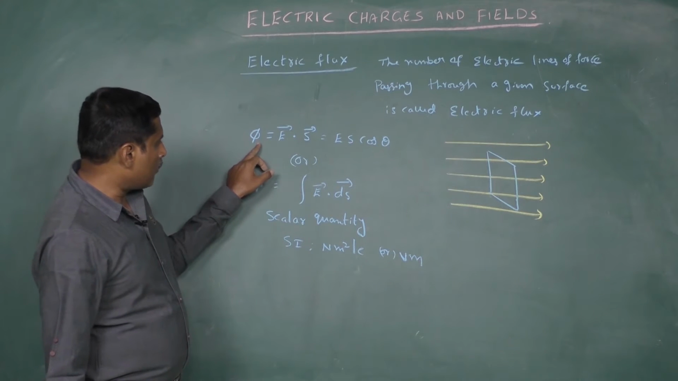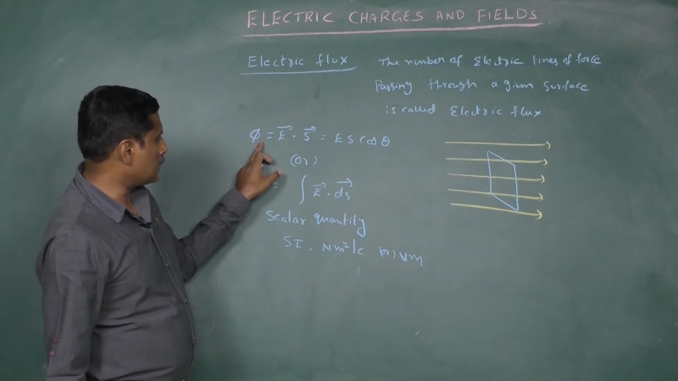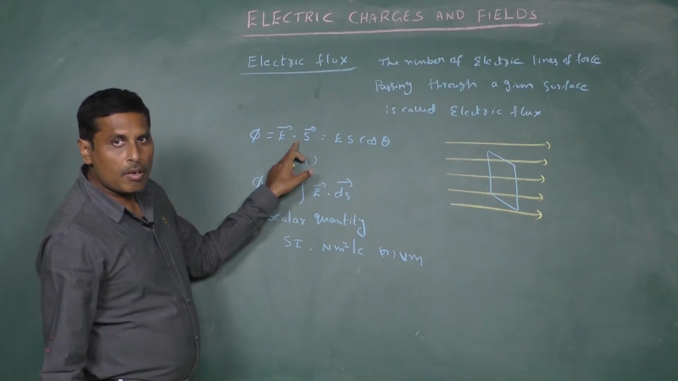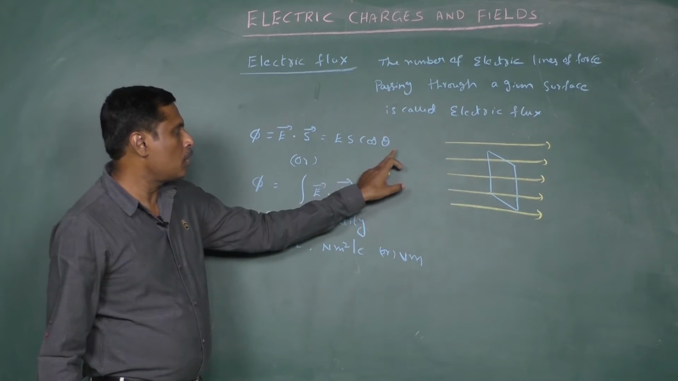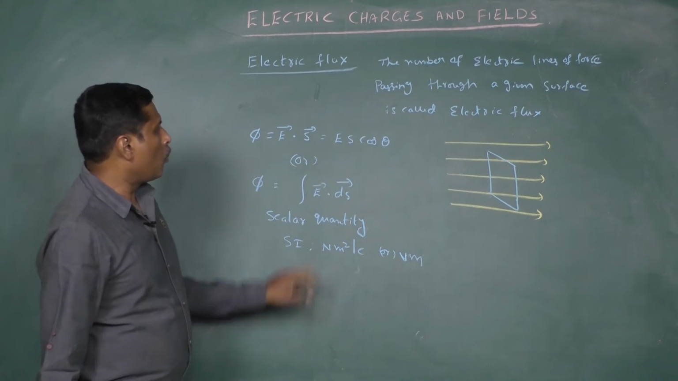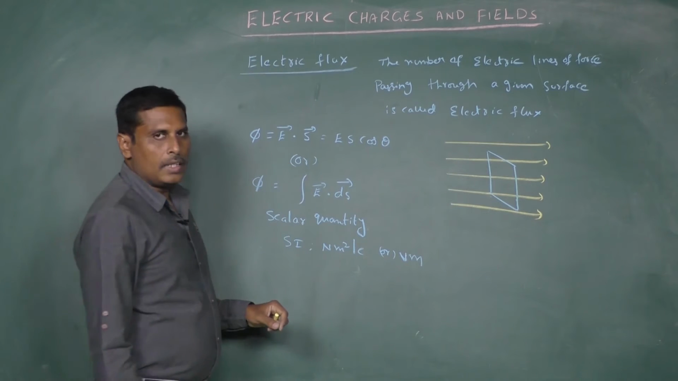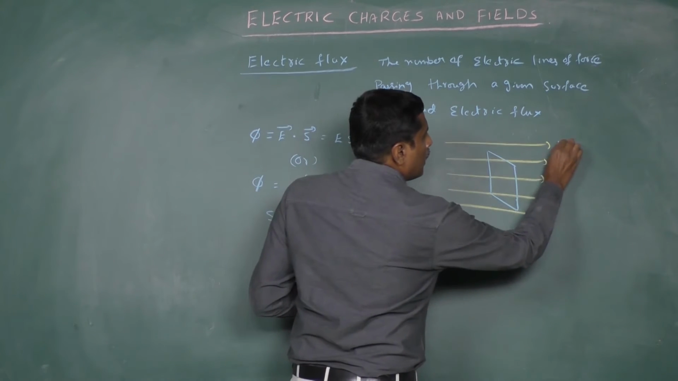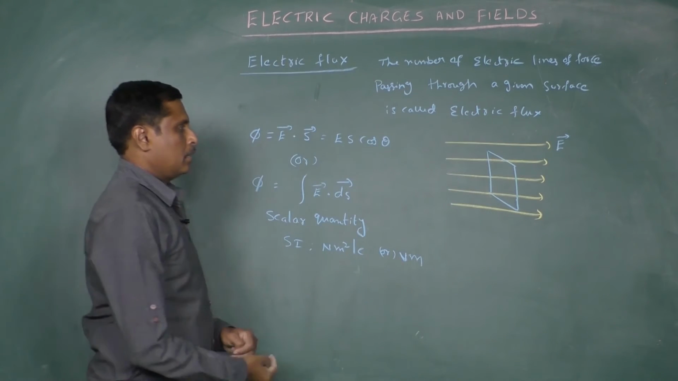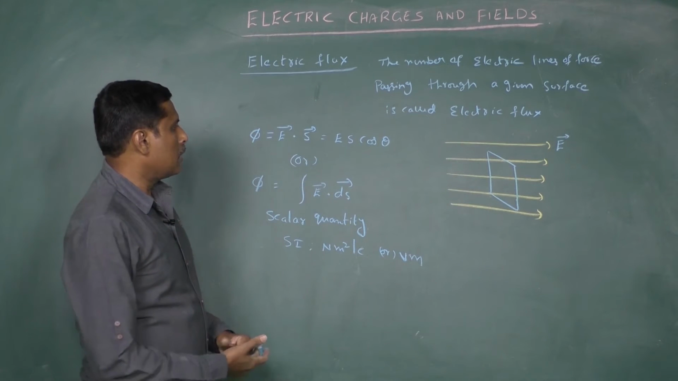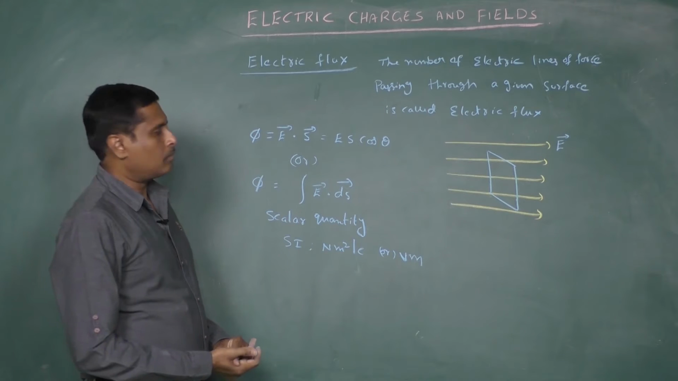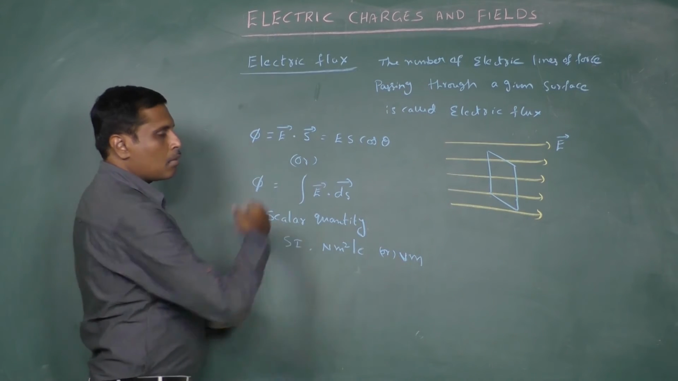Here, electric flux can be expressed as phi is equal to E bar dot S bar, that is equal to ES cos theta. What is meant by E? E is nothing but the electric field intensity, and S is the area through which electric lines are passing.